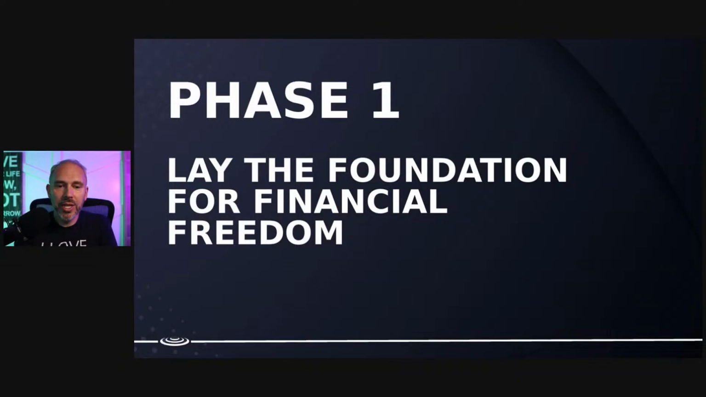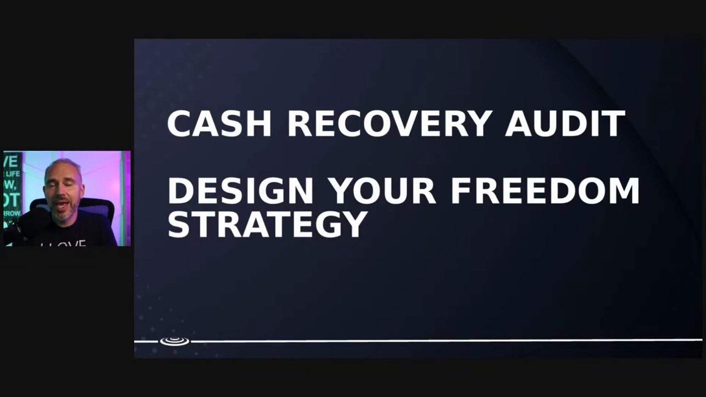And so what we're looking at, we start looking at things like this. We do a cash recovery audit. This is where we literally analyze your income and expenses, right? So anybody that hires us in the Work Optional Blueprint, this is what we're doing. We have them fill out a spreadsheet. We're looking at monthly income and expenses, and we start analyzing those.